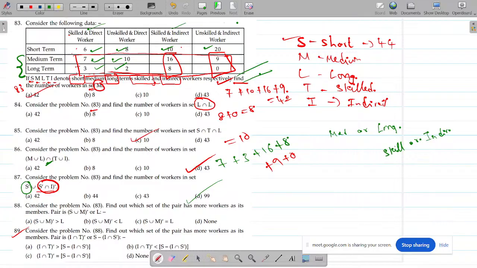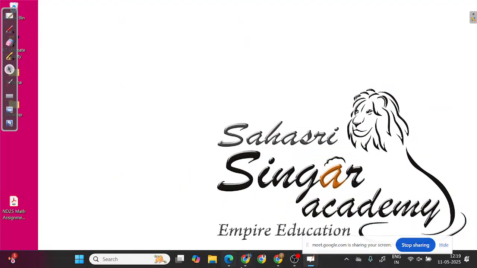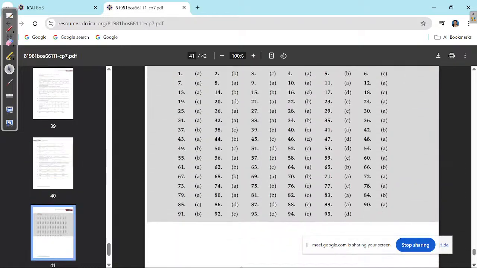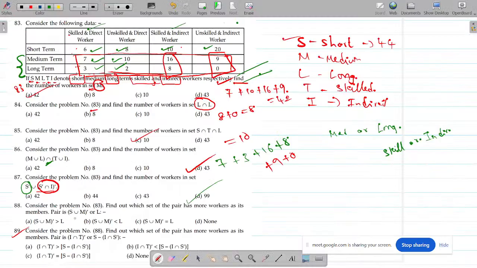Is it okay? Check the answer also. See, for 83 you got A, 84 you got B, 85 C, 86 D, 87 D, 99. Okay. So we have to do with 88 and 89. C and A is the answer. So I have to get C here and A here.